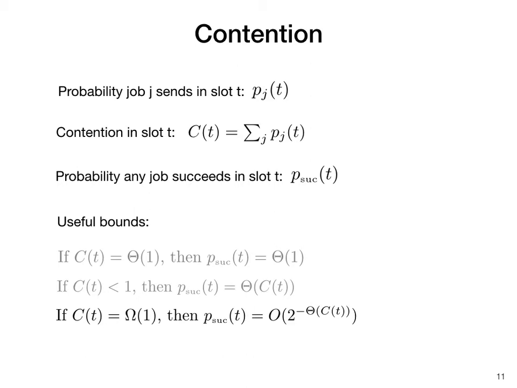To analyze uniform, we need to formalize the notion of contention, and this is a standard definition in the literature. For job J and slot T, we use P sub J of T to denote the probability that job J sends in slot T. Then, for slot T, the contention C of T is the sum of the sending probabilities over all jobs for that slot T. The probability that any job successfully broadcasts in slot T, denoted P sub success of T, is a function of the contention, and the 3 useful relationships are given here. In particular, we can highlight this third relationship, which says that when contention is large, the probability of success is exponentially small in the contention.